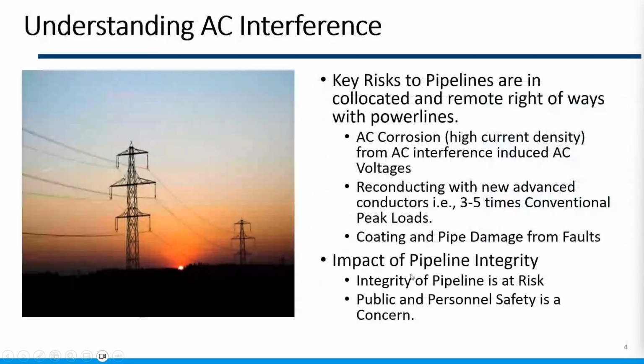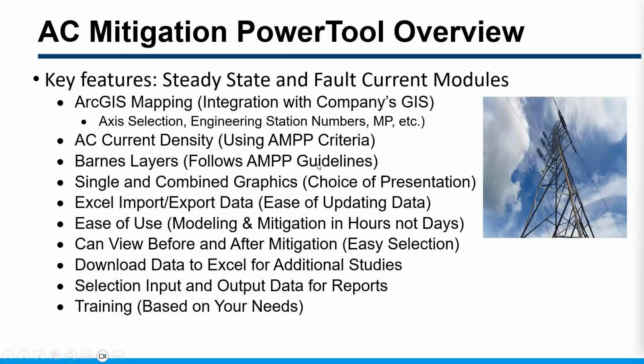I'm going to turn that right now so it doesn't trip on me. We use ArcGIS. This is what we start with in our program, so we can bring in the information that's needed. We're also using, of course, AC current density using the AMPP criteria, and then the Barnes layer, the same thing. We're using 3 different layers. We're also using single and combined graphics, your choice of presentation. You can import and export a lot of the data very easily with spreadsheets.